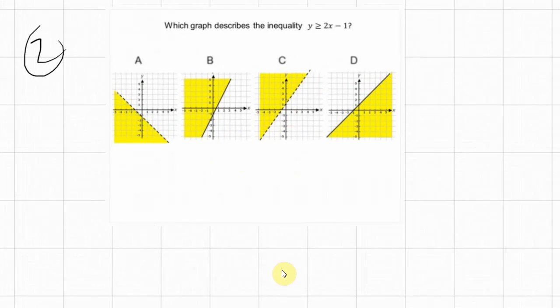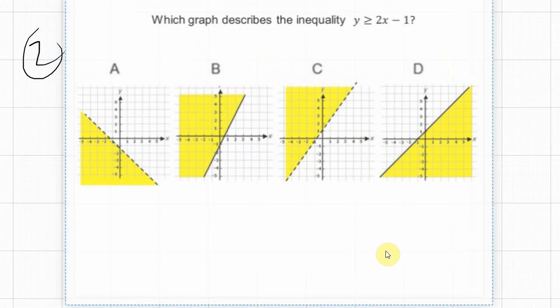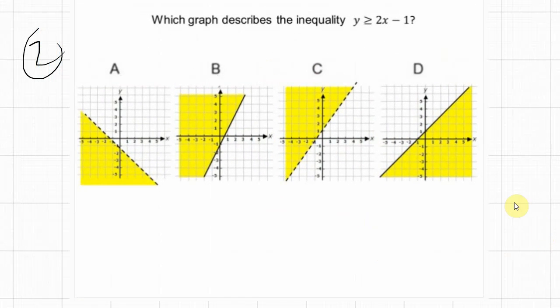Question 2. These graphs don't scale very well. It's the only problem about the EEDI website. Their images are a bit garbage. So it might be a little bit blurry, but I think we can get the gist of the idea of this. So, which graph describes the inequality? Well, first let's see which one looks like the line y equals 2x minus 1.